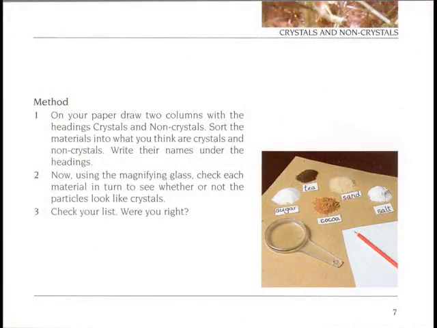Method: on your paper, draw 2 columns with the headings crystals and non-crystals. Sort the materials into what you think are crystals and what you think are non-crystals. Write the names under the headings. Now use the magnifying glass to check each material in turn to see whether or not the particles look like crystals. Check your list. Were you right?